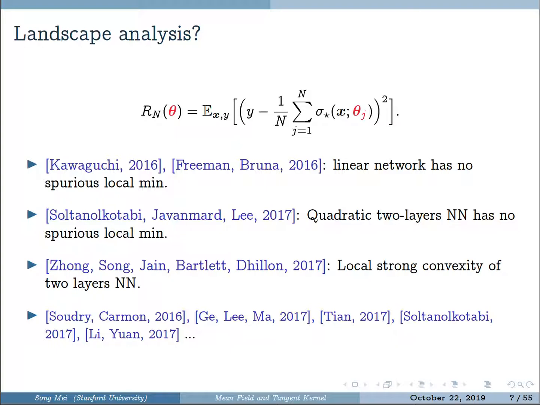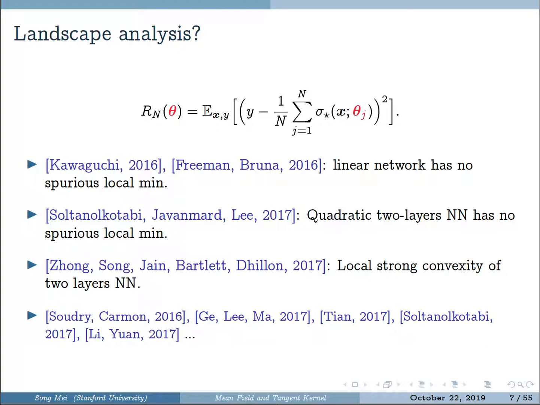But this line of work is not very successful. So most of these citations are before 2018, and within these works, people analyzed the landscape of neural networks, but they made some strong assumptions so that they have nice results. For example, in these two papers, they analyze linear neural network. That means the activation function is a linear function. And in this case, they show that there's no spurious local minimizer. But in practice, people will never use activation functions which are linear.